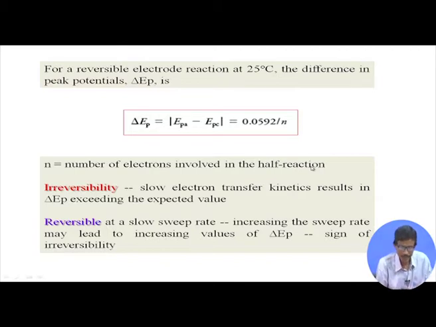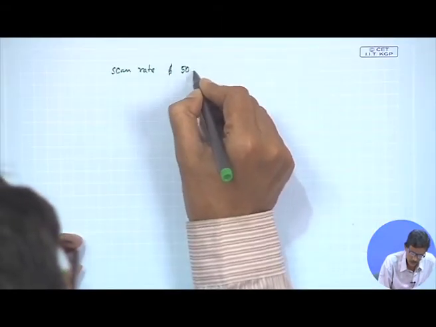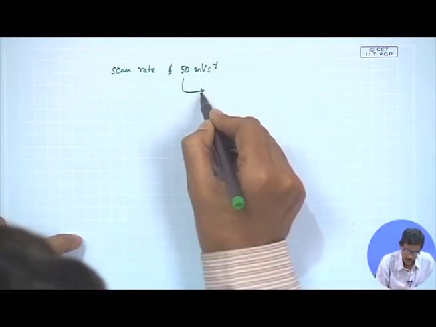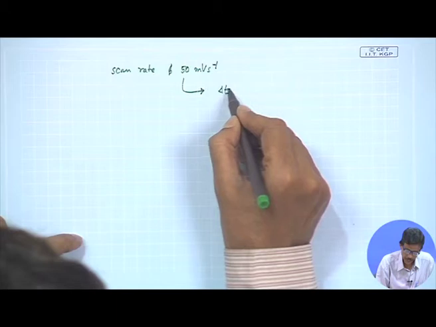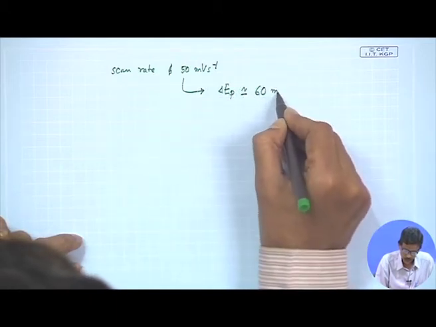So, if you have a scan rate of 50 millivolt per second, we expect a corresponding delta EP value of 60 millivolt.